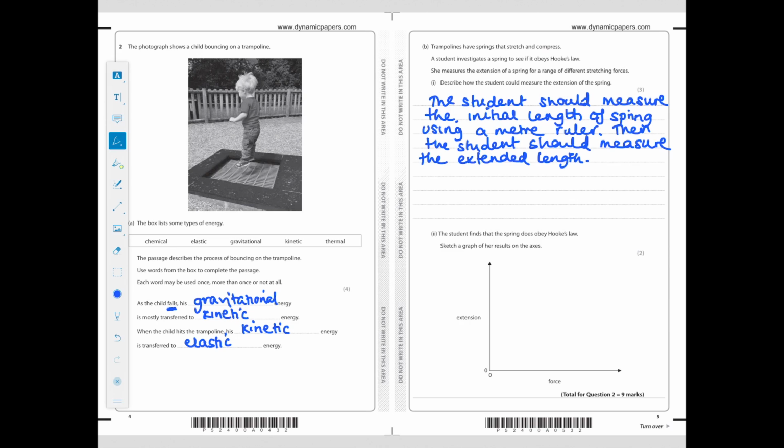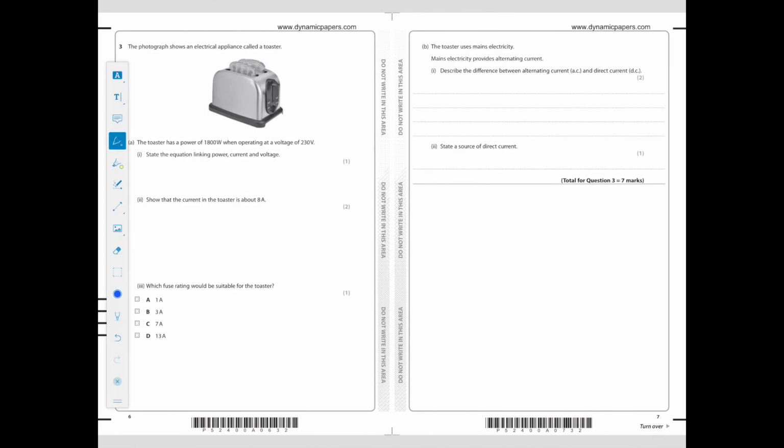The student finds that the spring does obey Hooke's law. Sketch a graph of her results on the axis. So Hooke's law is all about how when you add loads to a spring and it starts extending, the amount of load, so the amount of force, is proportional to the spring's extension. So based on the fact that it's directly proportional, you want to use your ruler here, a straight line starting from the origin, something that looks like this.